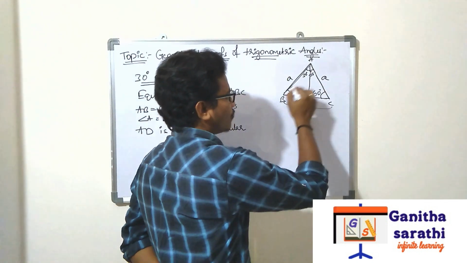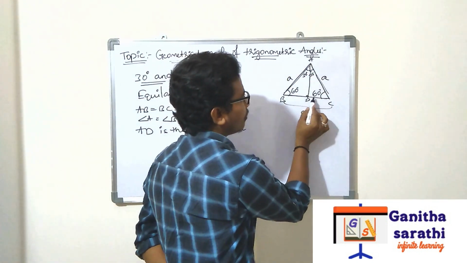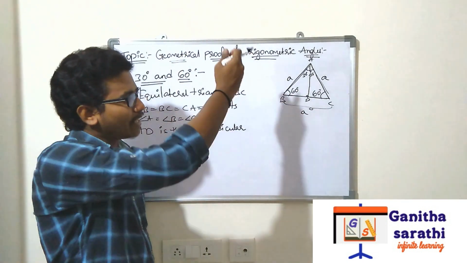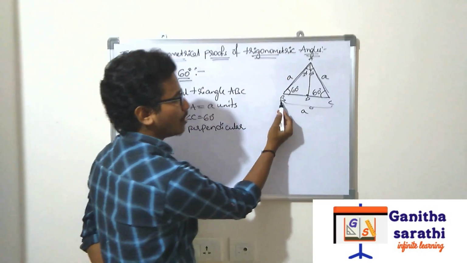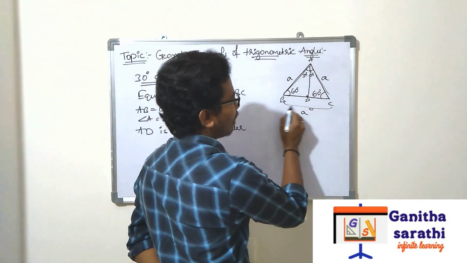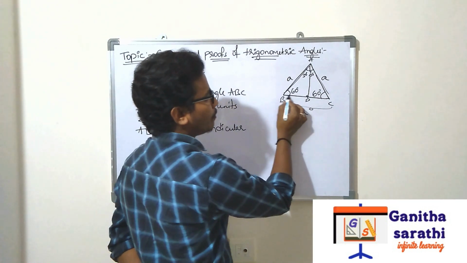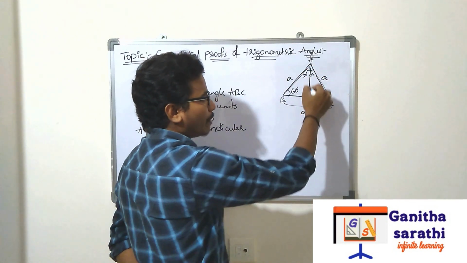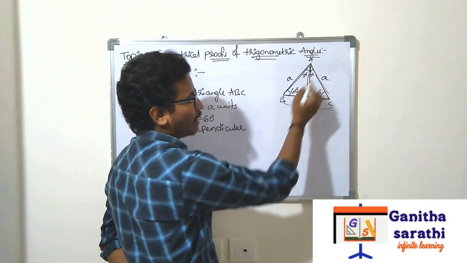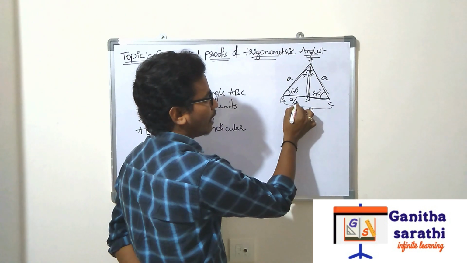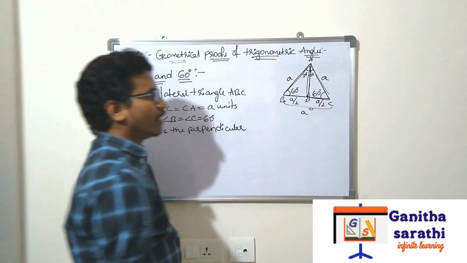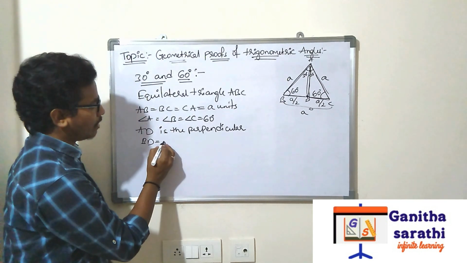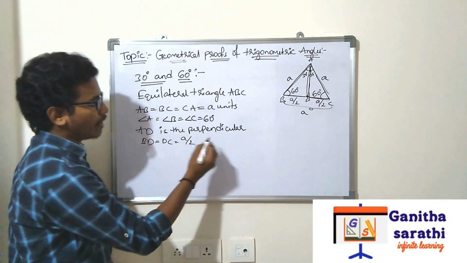Now you know the value of this one and this one. So how can we find the value of this? The perpendicular bisector means exactly it will be at the midpoint, right? So what is the value of BC here? A. Then what will be the value of BD and what will be the value of CD? Exactly, it is the midpoint. So we can take A by 2 here and A by 2 here also. Now we got the values of BD and DC. BD is equal to DC is equal to A by 2 units.